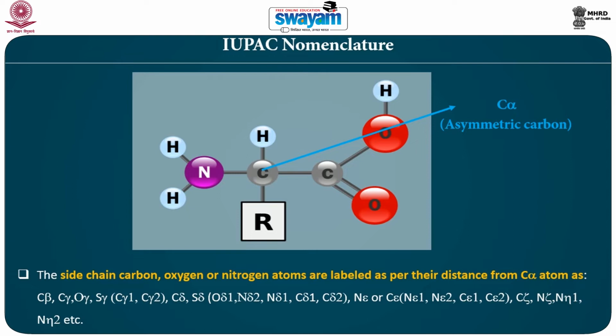The next to C gamma will be called C delta or S delta or O delta 1, N delta 2, N delta 1, C delta 1, C delta 2, etc. And next to delta will be called N epsilon or C epsilon. If there are two atoms at the same position, then they will be called N epsilon 1, N epsilon 2, or C epsilon 1, C epsilon 2. Next to it will be called C zeta or N zeta. And last, that is N eta 1, N eta 2, etc.